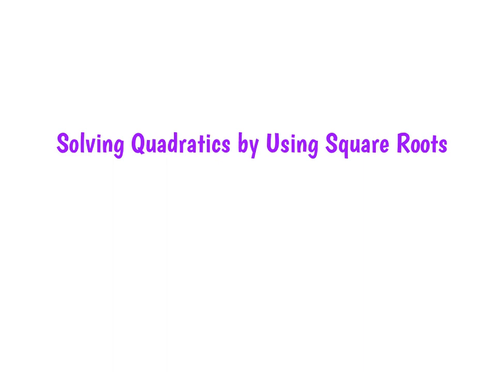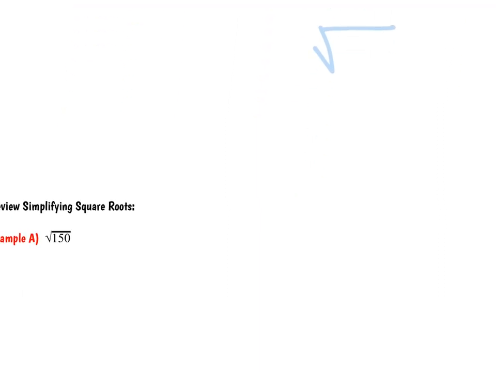Now that we've solved quadratics by graphing and factoring, let's take a look at solving quadratics by using square roots. If you remember, square roots are these, and so we need to use them, and we need to remember how to simplify them. So let's do that first. Let's review how to simplify square roots.